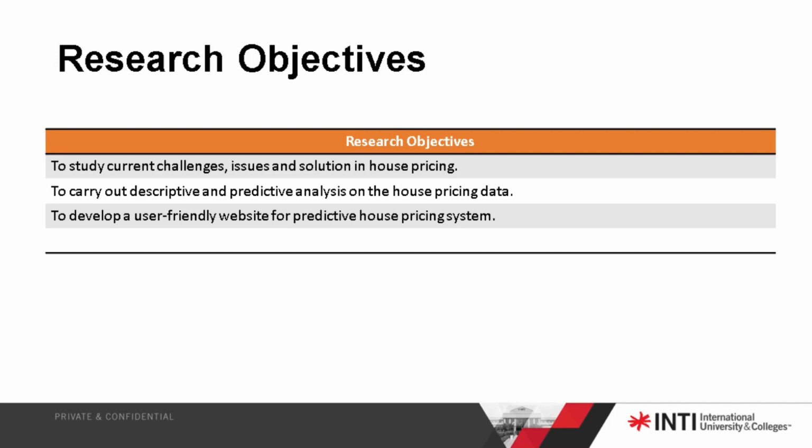The proposed system objective is to study the current challenges, issues, and solutions in house pricing. The second objective is to carry out descriptive and predictive analysis on the house pricing data. And the last objective is to develop a user-friendly website for a predictive house pricing system.